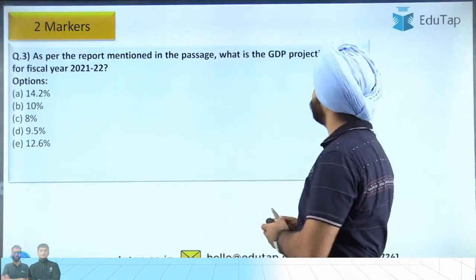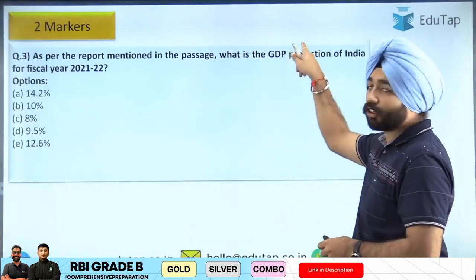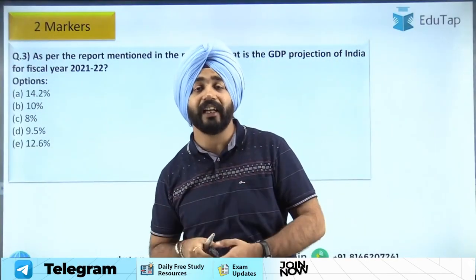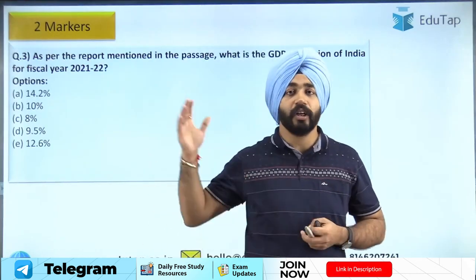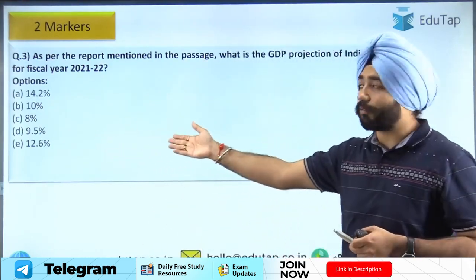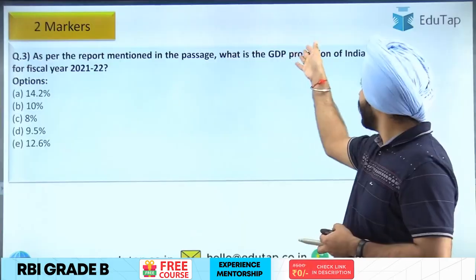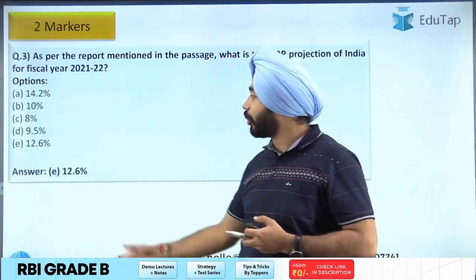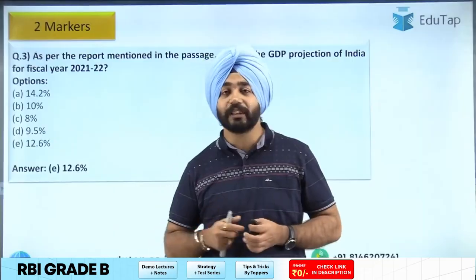Then the next question is about the GDP projection of India. We always say the GDP forecast is important, the latest GDP growth rate is important. You can see the report was in the news in the month of March, and they asked you the question on the GDP projection for India. The answer is option E, 12.6%.